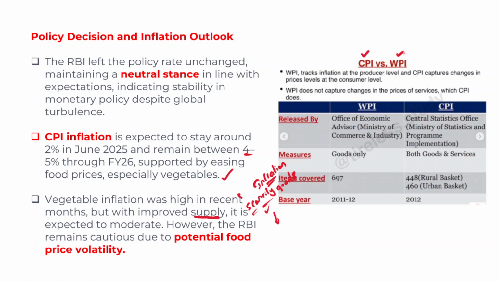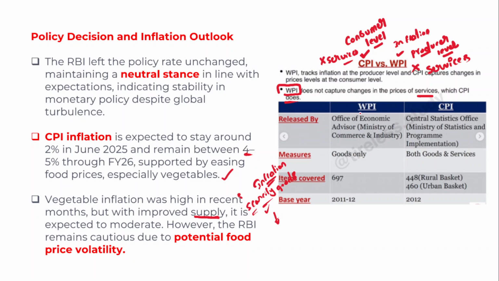In fact, when we talk about the wholesale price index, it tracks inflation at the producer level, right? However, the consumer price index inflation tracks inflation at the consumer level. And the wholesale price index does not capture changes in the prices of services, which CPI does. So understand one thing: the wholesale price index will not capture the prices of services, but the consumer price index inflation captures the prices of services.